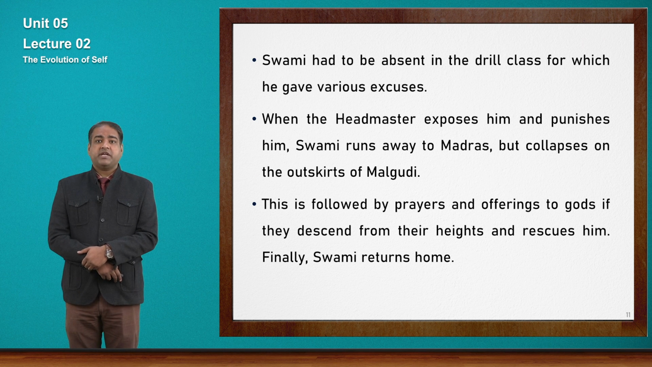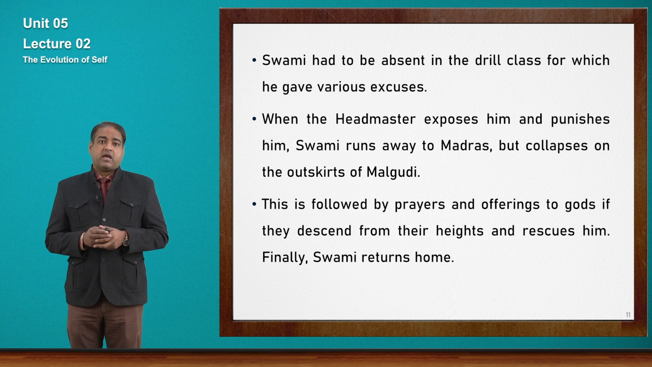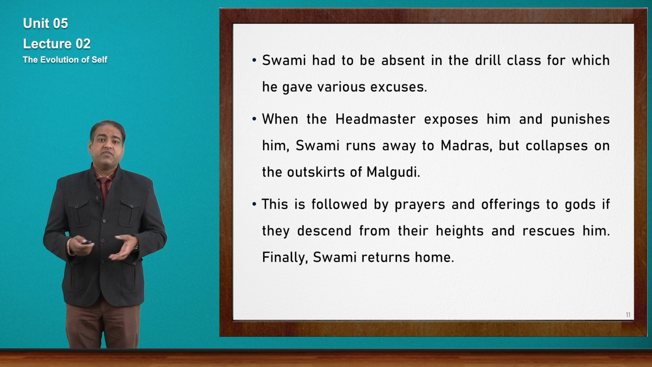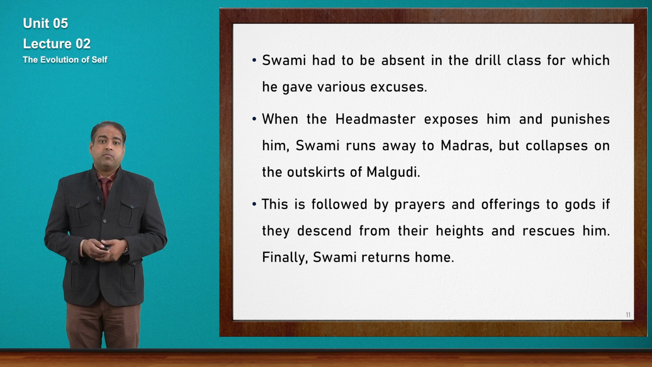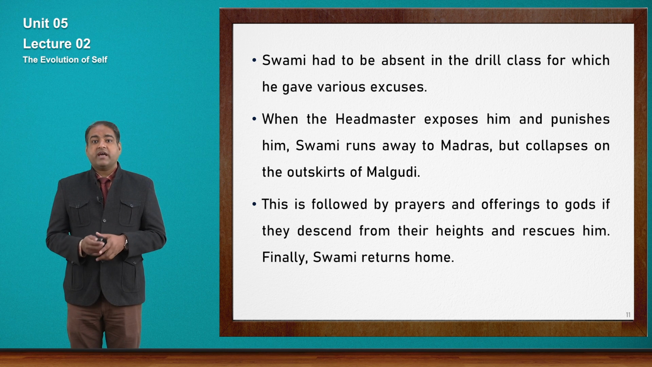"Swami had to be absent in the drill class, for which he gave various excuses." When everything is arranged and Swami has to join the game, he was not able to come. He had various excuses, but those excuses were not accepted by Rajam, because Rajam was the one who arranged the bat and ball, and he has to dominate the game because he has all the accessories to play cricket.